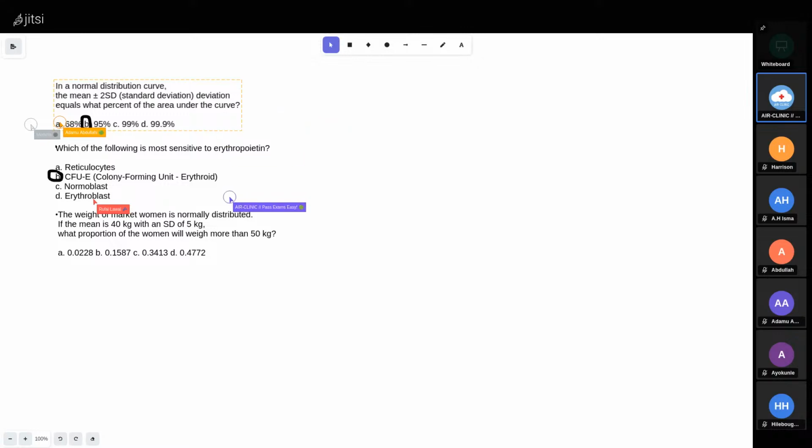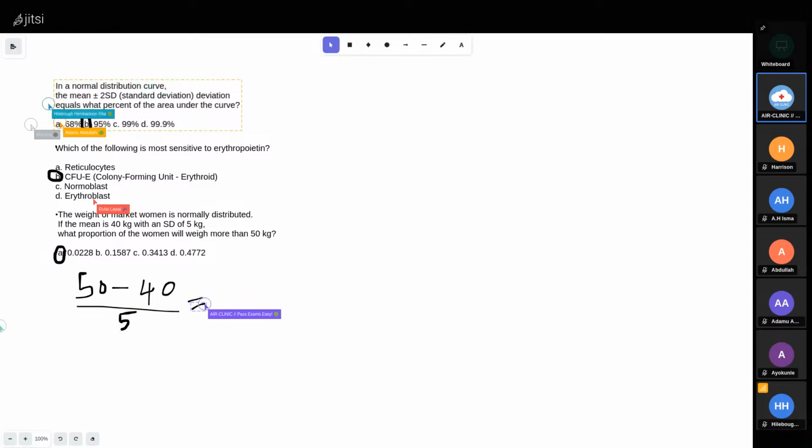Hope you understood the calculation they did there. Just 50 minus 40, divided by 5, which is equal to 10 over 5, which is equal to 2. So 2, that's the Z score.